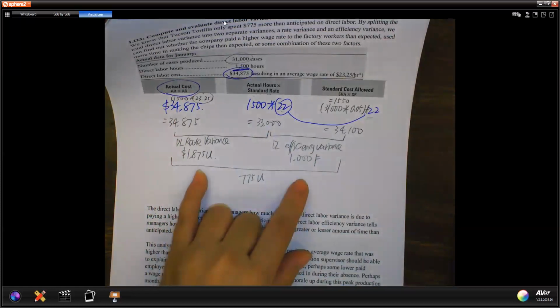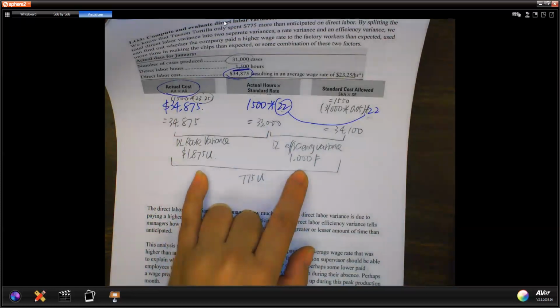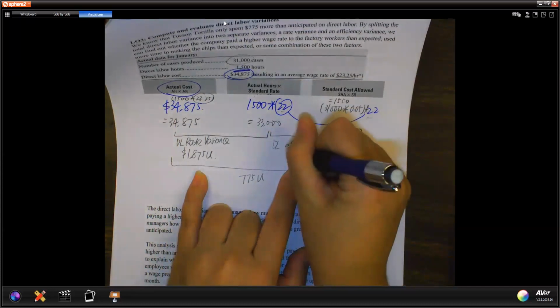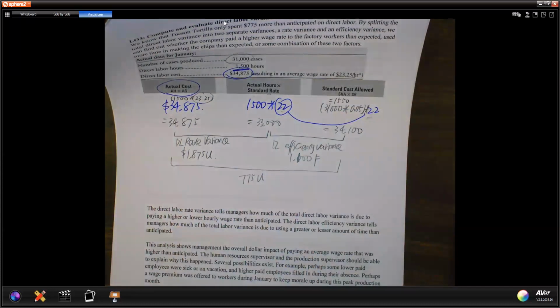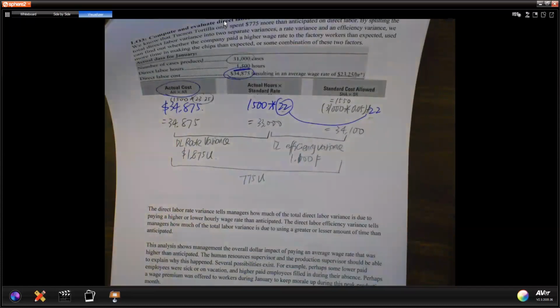Hey, this doesn't look like 1,000. Hold on, my fault. Sorry about that. Okay, $775 unfavorable. Perfect, I'm correct. Okay then.